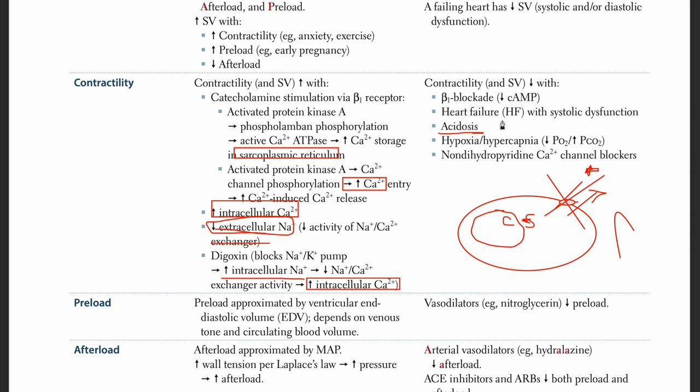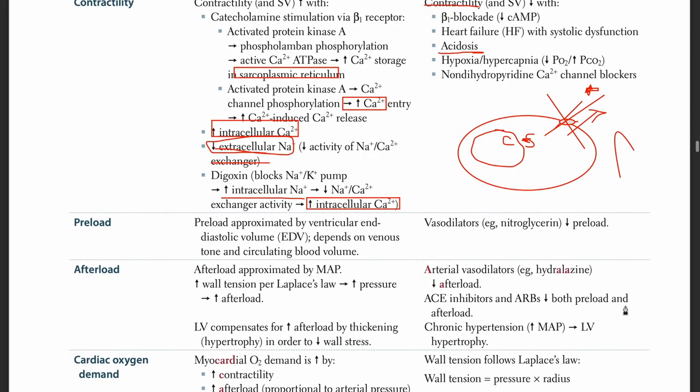Okay, so heart failure with systolic dysfunction. Again, heart failure is what? It could be compensated or decompensated, right? If there's systolic dysfunction, that means it's decompensated, and that will cause decrease in contractility. In compensated, their contractility and ejection fraction are preserved, and in decompensated, it can't compensate for the loss of that. Okay.